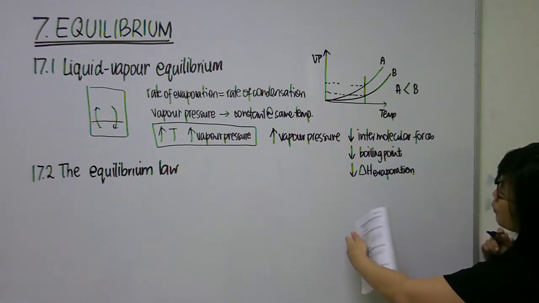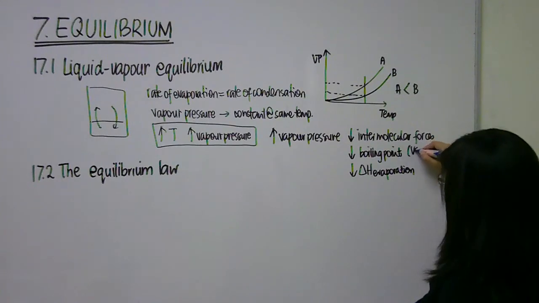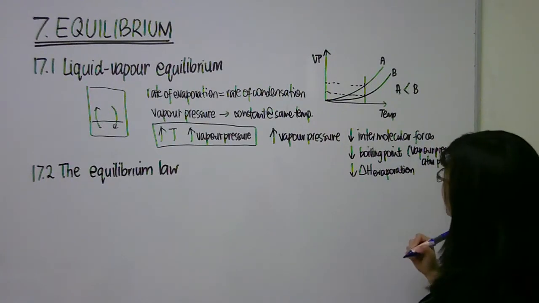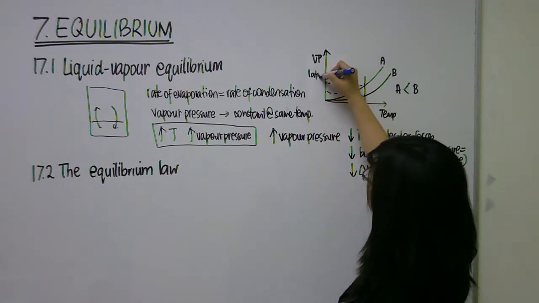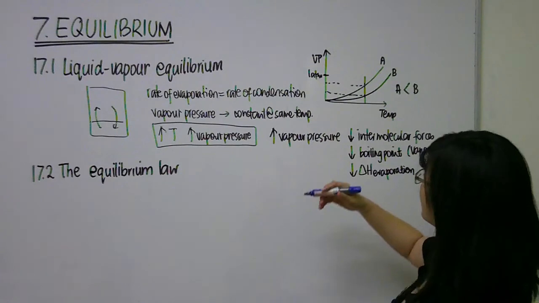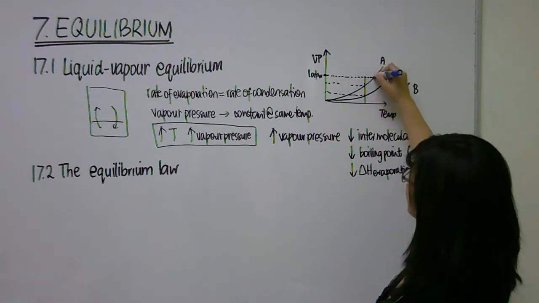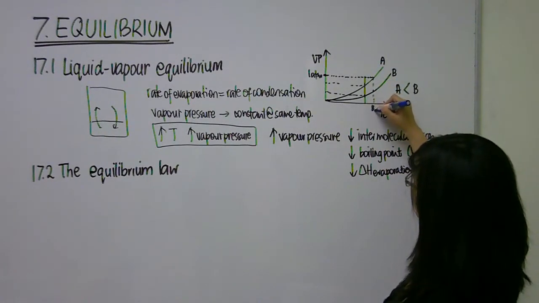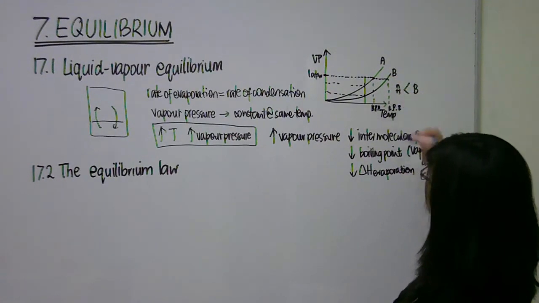When you mention boiling, you also need to tell your students that boiling happens when vapor pressure is equal to the atmospheric pressure. So for example, if this is 1 atm, which is our normal pressure, to find the boiling point of A and B, you just have to draw a horizontal line. So this is the boiling point of A, and this is the boiling point of B.